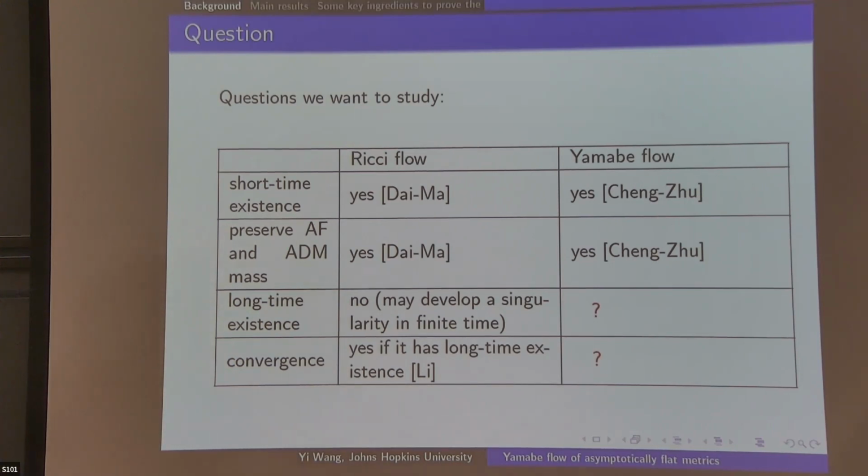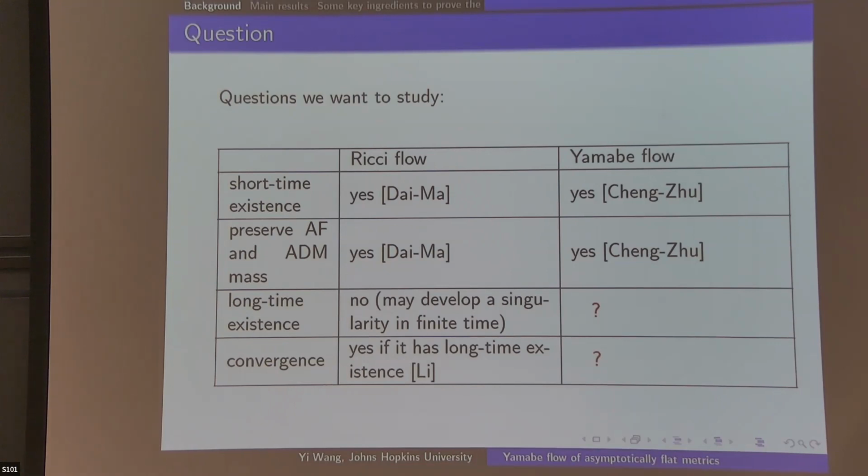Okay, so for the Ricci flow, I'm confused. I thought you said that Hamilton already proved that the Yamabe case has long time existence. That's for compact manifolds. Yeah. Here we are talking about asymptotically flat. Because of course Ricci flow has singularities on compact manifolds too. Yeah, right, it's very different.